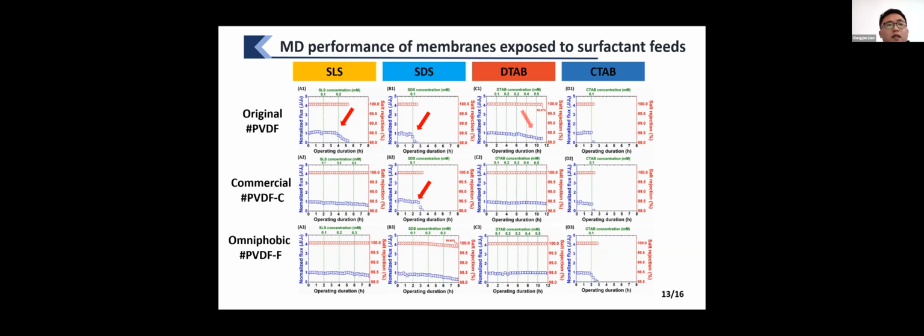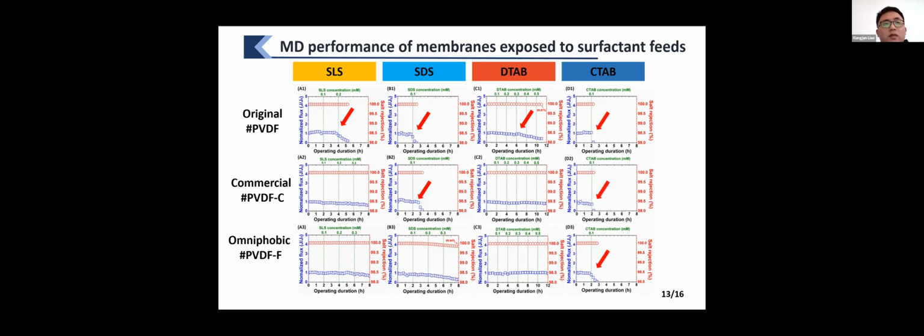And for DTAB, the flux of the original membrane decreased in the later stage of the MD operation, while the commercial membrane and the omniphobic membrane also remain stable. And for CTAB, all membranes were immediately wetted.